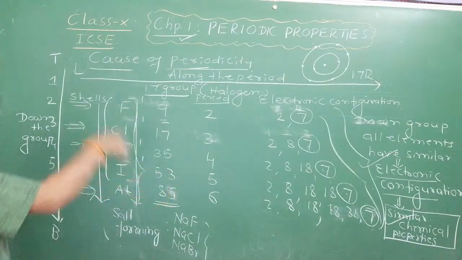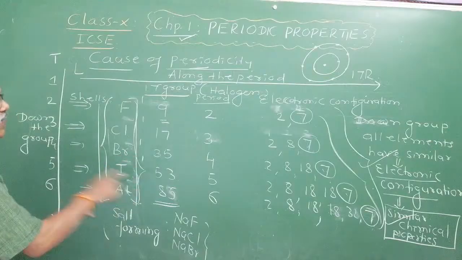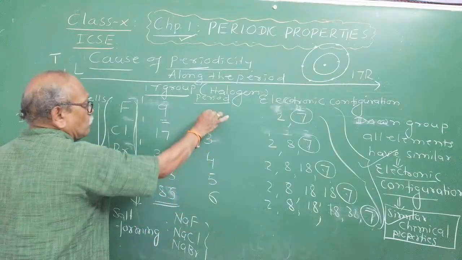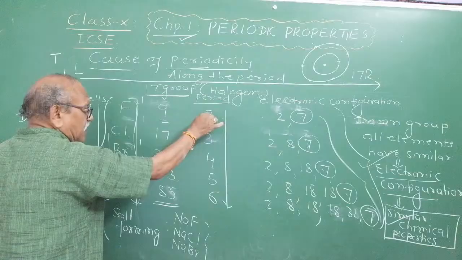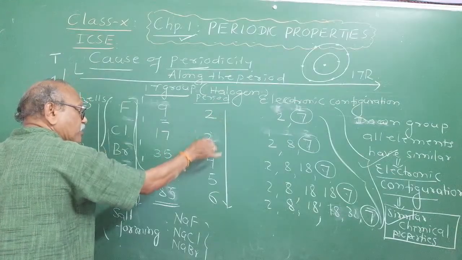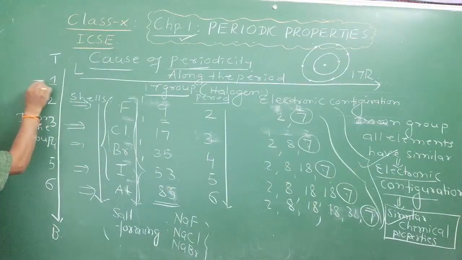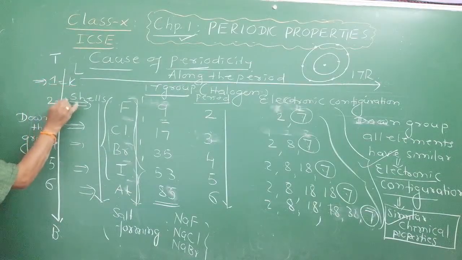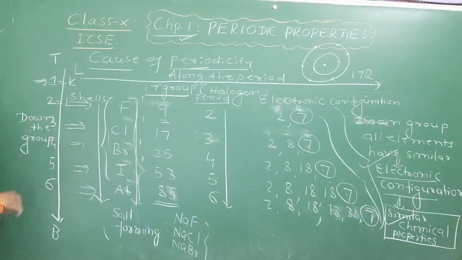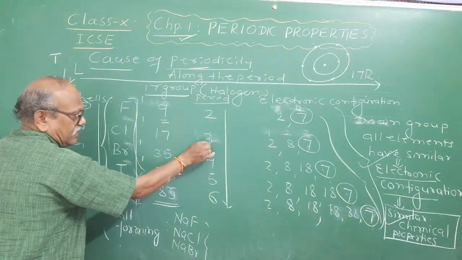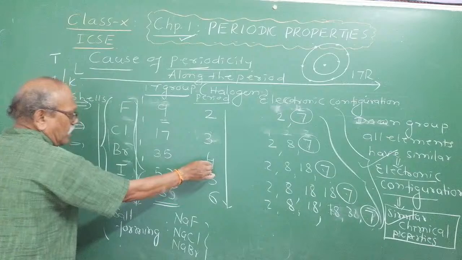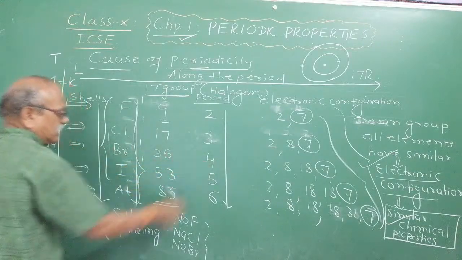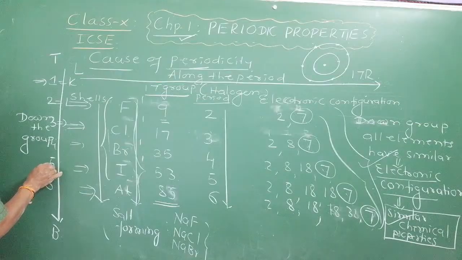This is one of the reasons down the group. One change you can observe down the group is that the period number, the shell to which the electron enters, goes on increasing by 1. The first period means all electrons are present in the K shell only. The second period means the outermost shell electrons will be in the L shell only. So the period number corresponds to the shell where the outermost valence electrons are present.